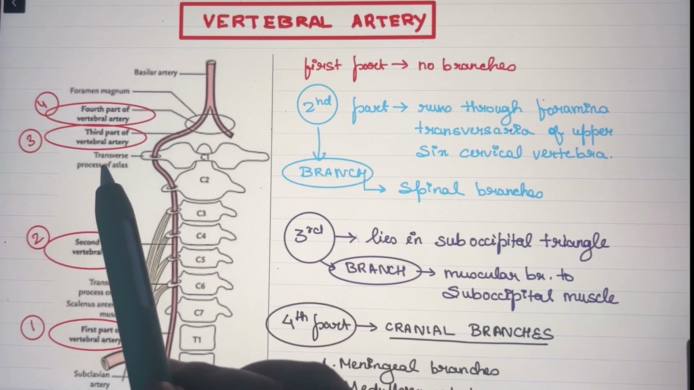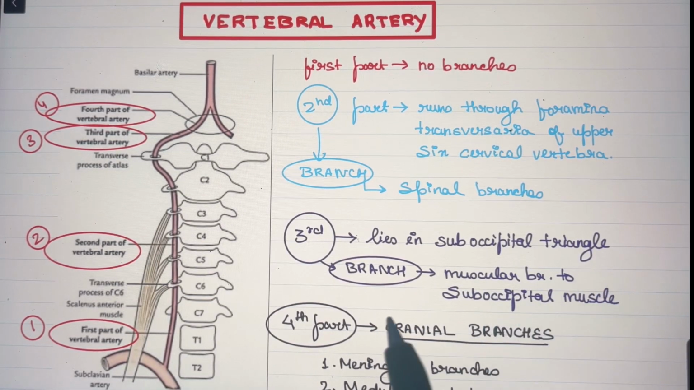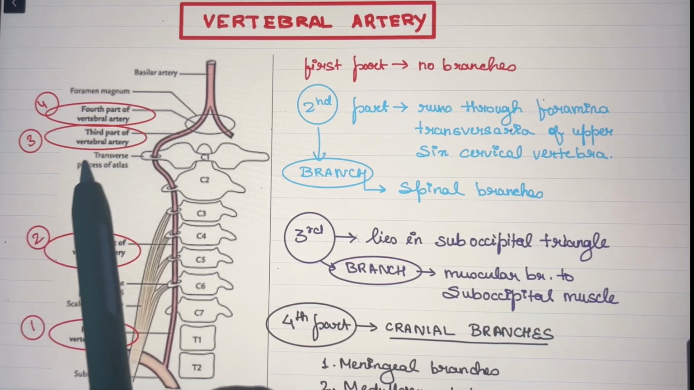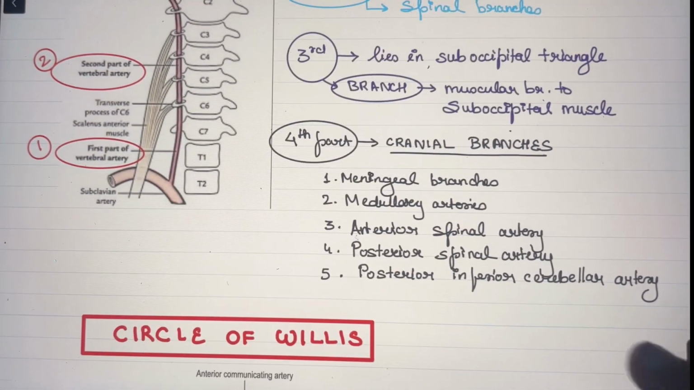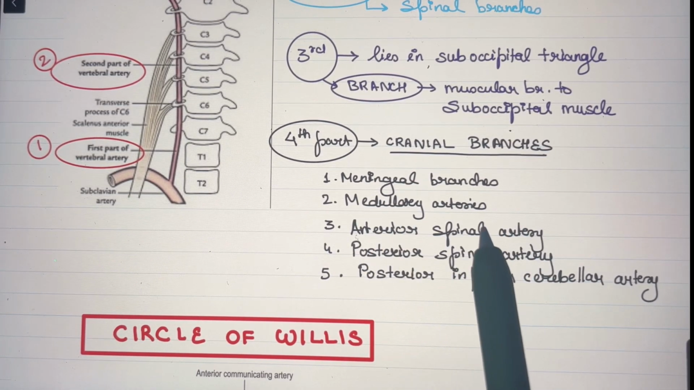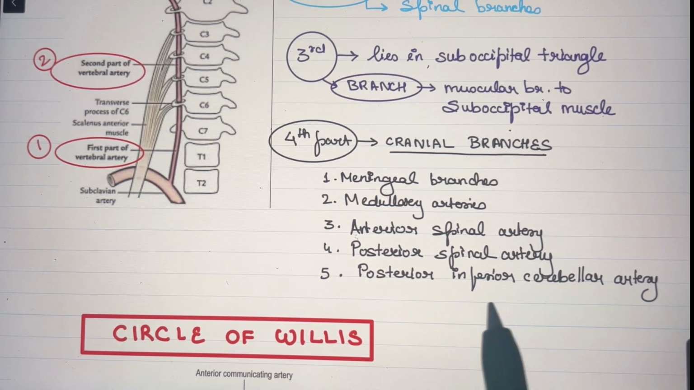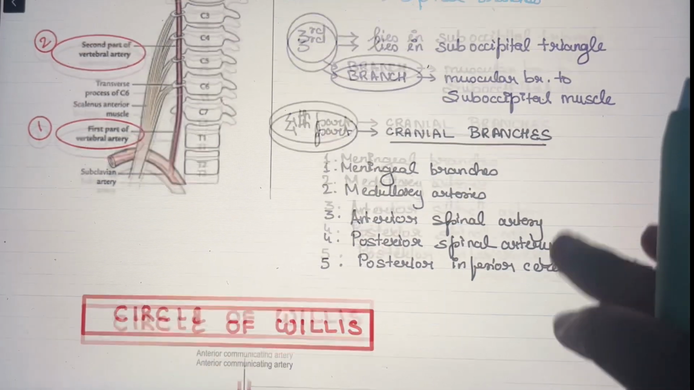After the atlas, the third part arises and lies in the suboccipital triangle, and it gives muscular branches to the suboccipital muscles. Now the fourth part gives the cranial branches, and this is important. The cranial branches are five: meningeal branches, medullary arteries, anterior spinal artery, posterior spinal artery, and the posterior inferior cerebellar artery. Now we will go to the circle of Willis.